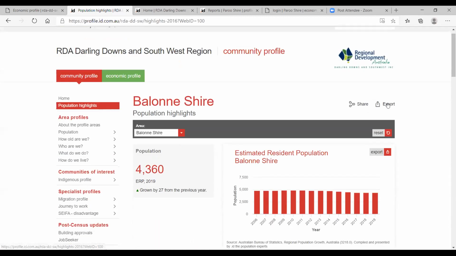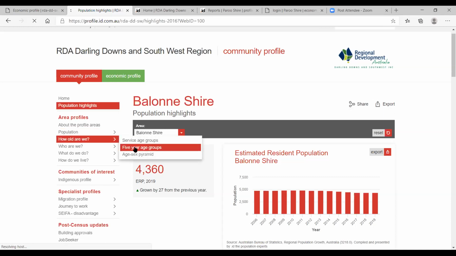So that's my population highlights. The other thing, guys, is you can export that into PDF. If you export that into PDF, you can print it out and have it sitting there at your desk. The next thing we're going to look at, we talk about population and our population estimates. It breaks it down into Indigenous, women, men, population over 15 years, that sort of thing.